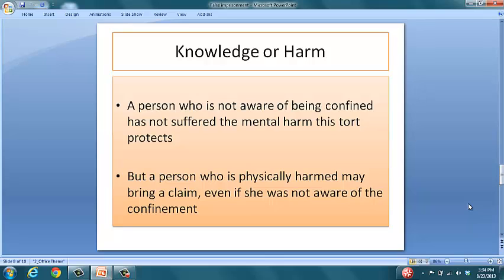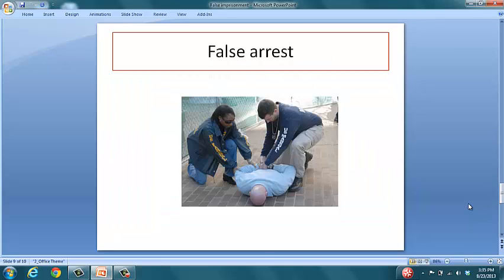However, the person may be able to show an alternative, which is that she was harmed by the confinement. Harm means physical harm. So a plaintiff, even if unconscious, who suffers bruises on his wrists as a result of being tied up and locked in a room, can satisfy this element.